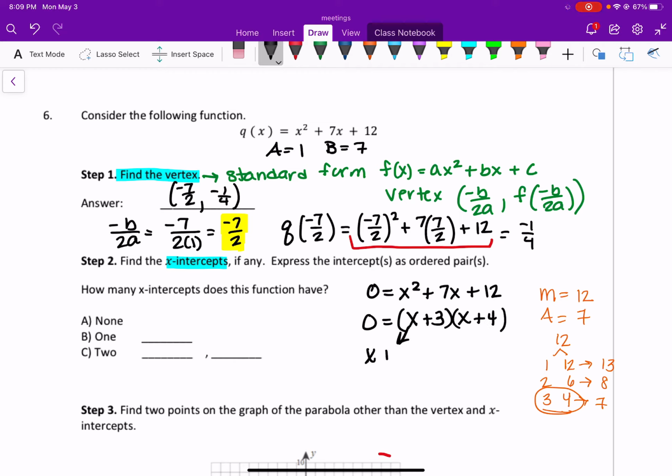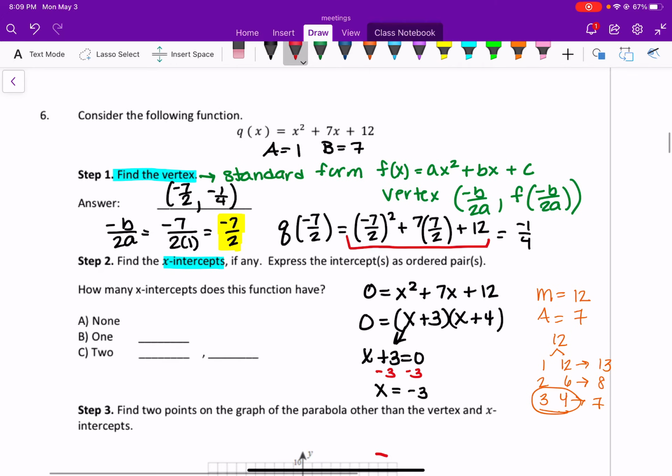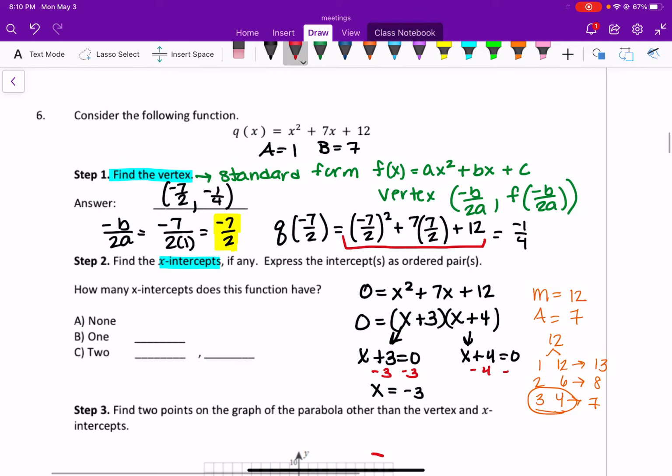Take each one. x plus 3 is equal to 0. So when we subtract 3, we get x equal to negative 3. We do the same thing on this one. x plus 4 is equal to 0, so we subtract 4 from both sides, and x is equal to negative 4. Remember again, that is 2 of them. One of them is going to be the point negative 3, comma 0. The other one will be the point negative 4, comma 0. Remember, anytime we talk about the x-intercept, it is always a number, comma 0.